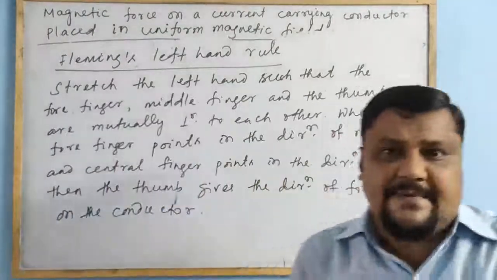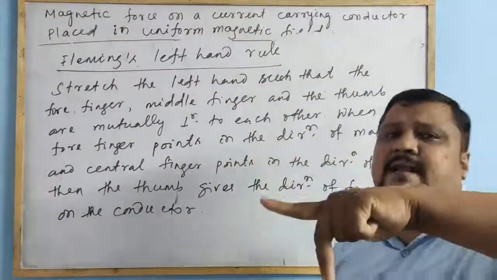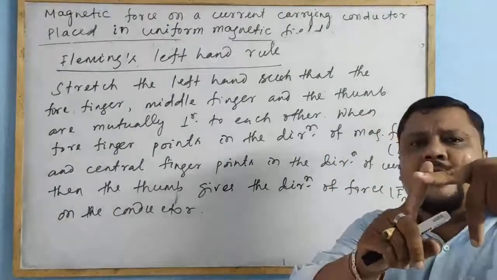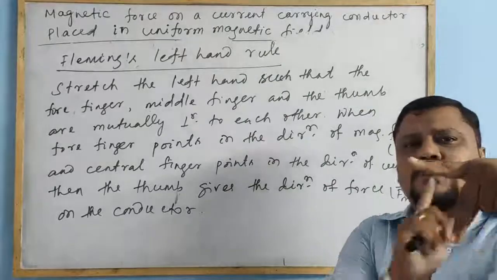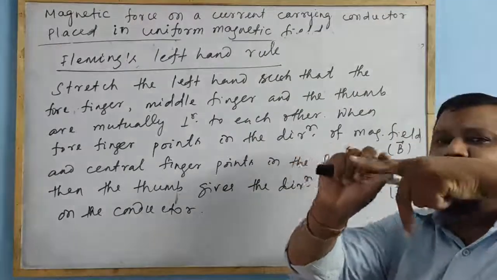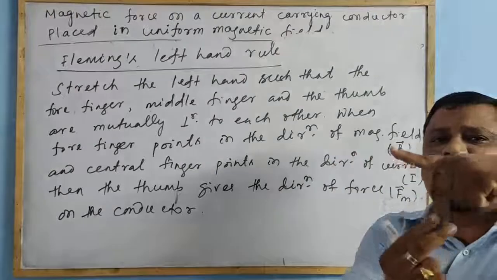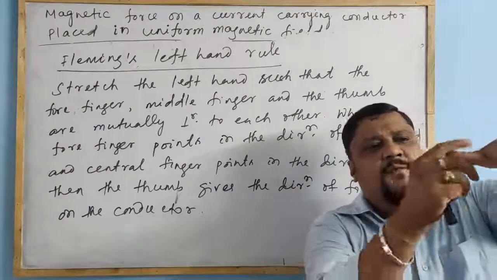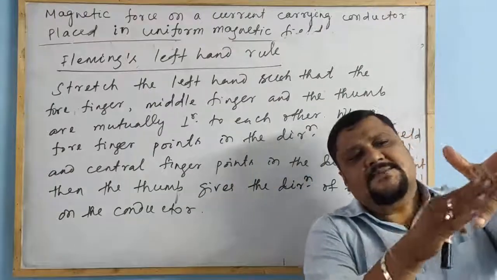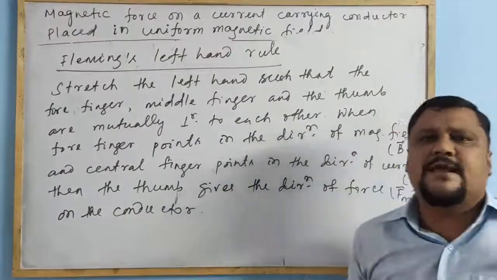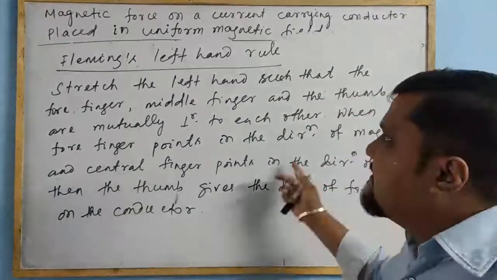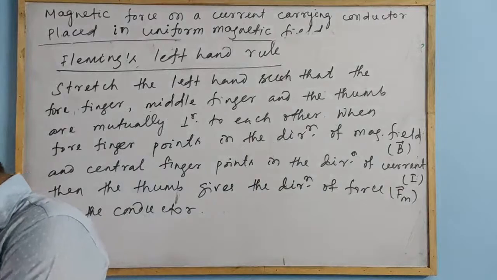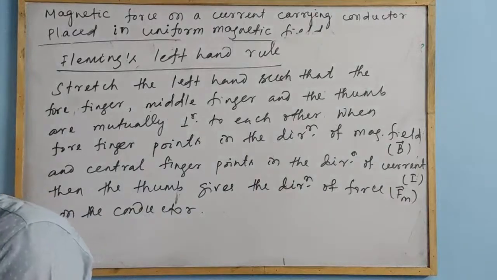Again I am repeating Fleming's left hand rule. In the case of a charge, the current direction is different, everything else is the same. Forefinger, middle finger, thumb. The forefinger points in the direction of magnetic field, the middle finger gives the direction of current, and the thumb gives the direction of force. So these two are in this plane, and force is perpendicular. They are mutually perpendicular, right? So this is about the force on the conductor, okay?